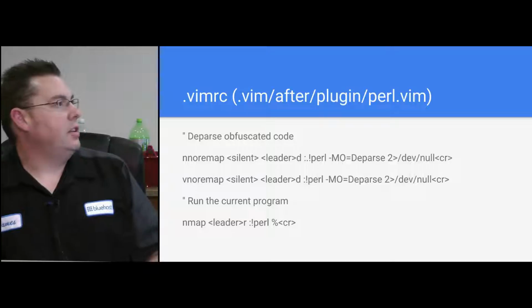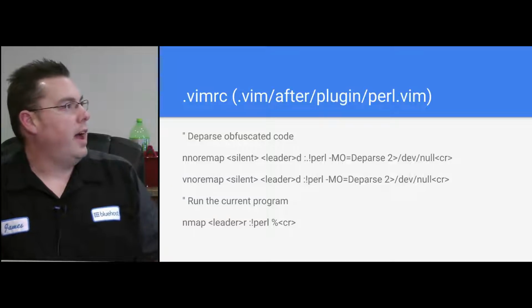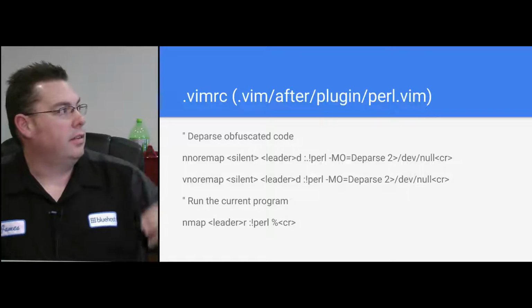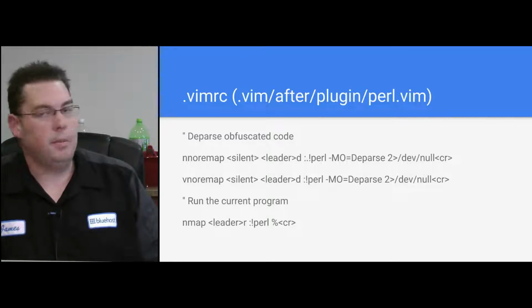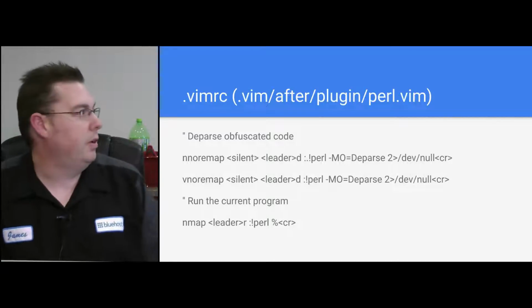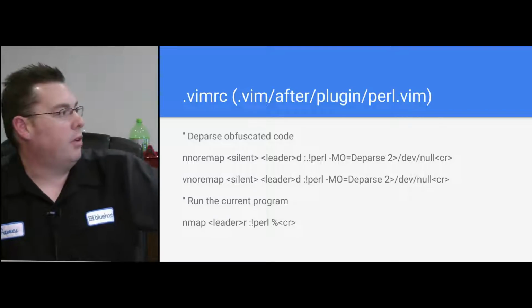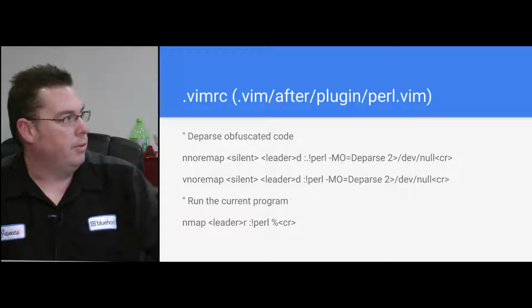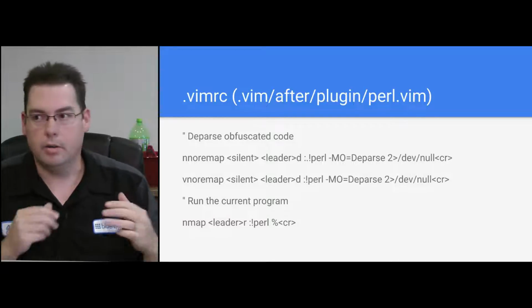I use this occasionally, but it's enough that it's useful. If I have a piece of code that I can't quite figure out, I can highlight it and hit leader D, and it will run it through Deparse and show me what it thinks it's doing. And then I have a quick leader mapping for just running my current program. So I hit comma R, and it'll just perl it.